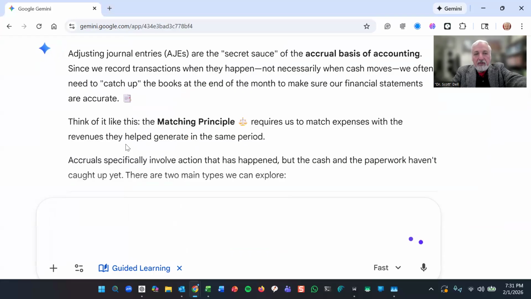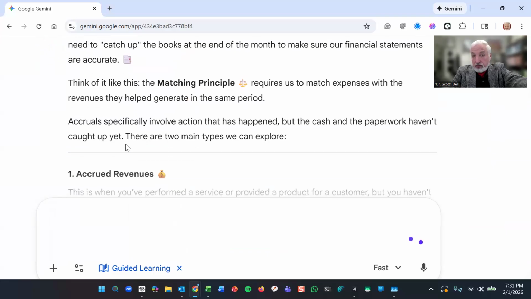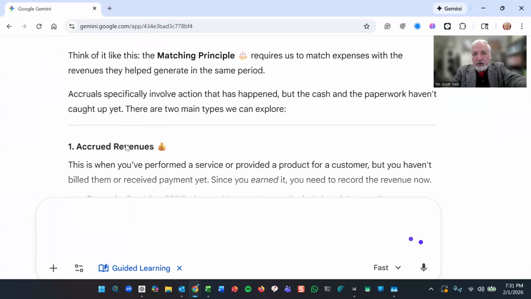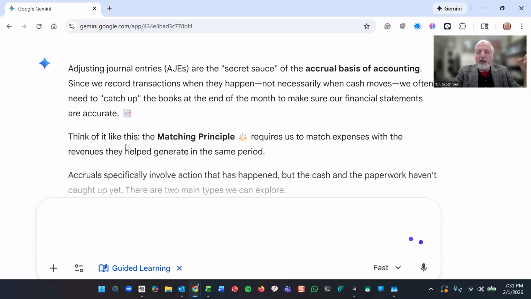All right, think of it this way: the matching principle, which you've learned, requires us to match expenses with the revenues they help generate in the same period. That's why when we buy inventory, we don't put it on the income statement. There's no expense when you buy inventory. It goes as an asset. It's recorded and can be converted into cash, can be sold. It's only moved to the income statement when we sell it. Now, that's not an adjusting journal entry. We're actually selling inventory.